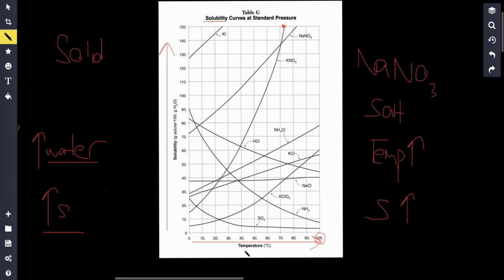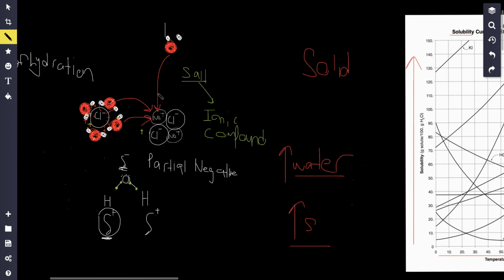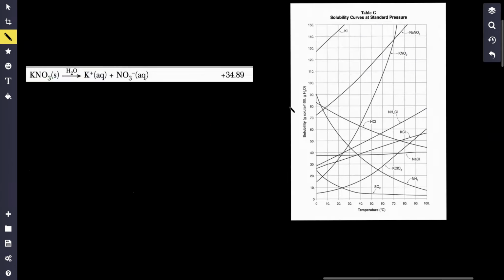Now, why is that? Well, what is temperature in the first place? Temperature is a measure of average kinetic energy. So as the temperature increases, the kinetic energy, essentially the speed of our water molecules, increases, right? And if the water molecules are moving faster, that means more water molecules are going to be able to interact with my ionic compound and sort of rip it away from the other ions.